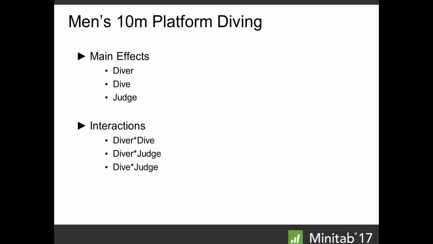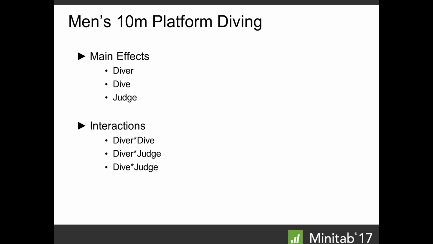Now, the diver-dive interaction, a lot of times people struggle with interactions. This one's actually about as easy as it gets. The diver-dive interaction is actually what's being judged, right? When David Boudia dives and he gets a score of 7.5 from Judge 5, Judge 5 didn't judge David Boudia. He judged David Boudia's 3rd dive. That's the diver-dive interaction, the combination of the diver and which dive number it was. So that's actually what the scores represent, the diver-dive interaction.